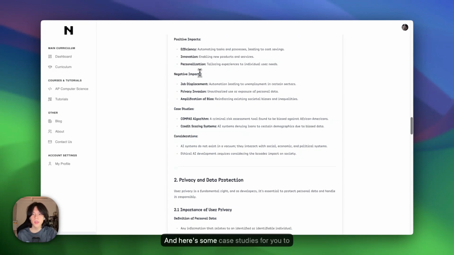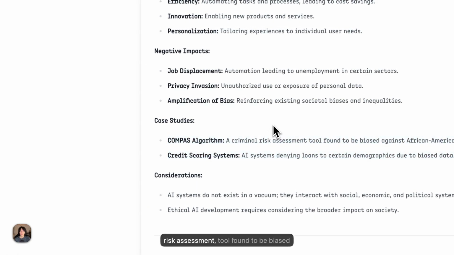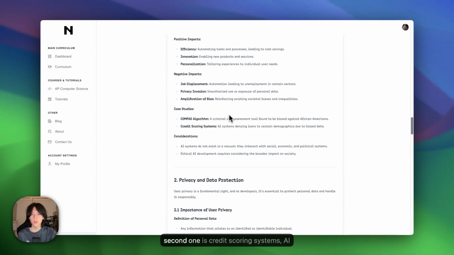And here are some case studies for you to study. So, the COMPAS algorithm, a criminal risk assessment tool found to be biased against African Americans. And the second one is credit scoring systems, AI systems denying loans to certain demographics due to biased data that is being fed to the AI model itself.